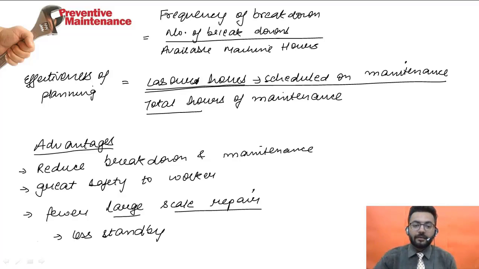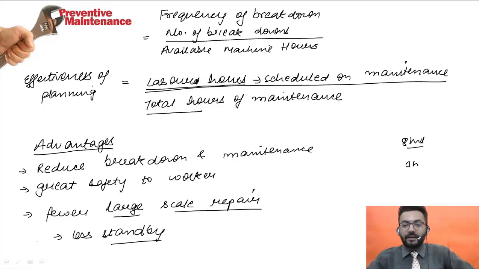Okay, less standby. Standby over here refers to the idle time which the labor is spending. So let us suppose a labor used to work 8 hours per day, and on a particular day for 3 hours the machine stopped working. So 3 hours will be wasted. So the standby time can be reduced.